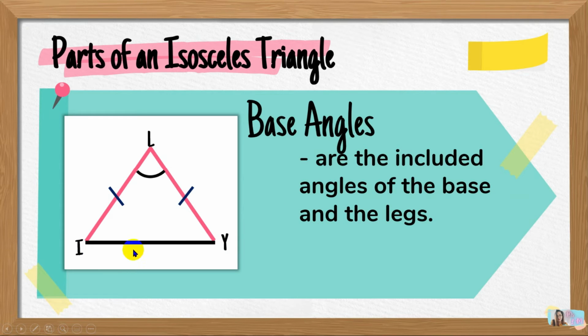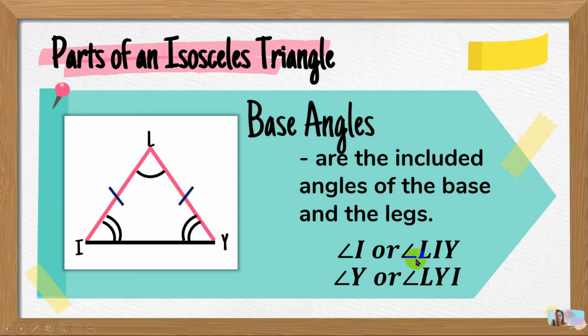So, we have this base, IY, and then this leg, IL. Ang included angle niya ay angle I. And then, for this leg, LY, at ang kanyang base ay IY, again, the included angle is Y. So, what are the two base angles? Here, we have angle I and angle Y. We can also use the three-letter name for these angles para masanay din tayo, para kapag meron angles na common yung vertex, we can always identify or determine the name of that specific angle. Again, angle I can be named as angle LIY or YIL.